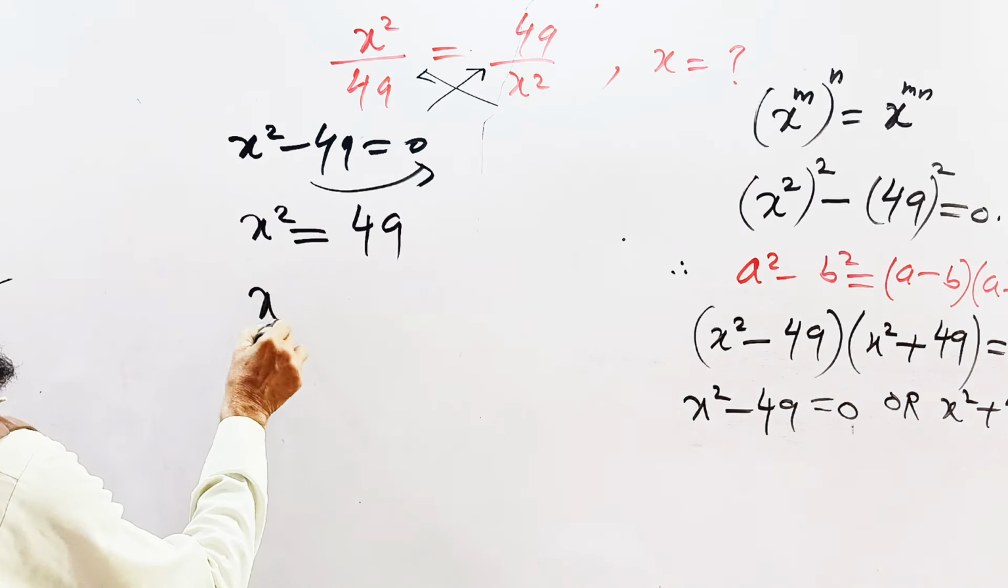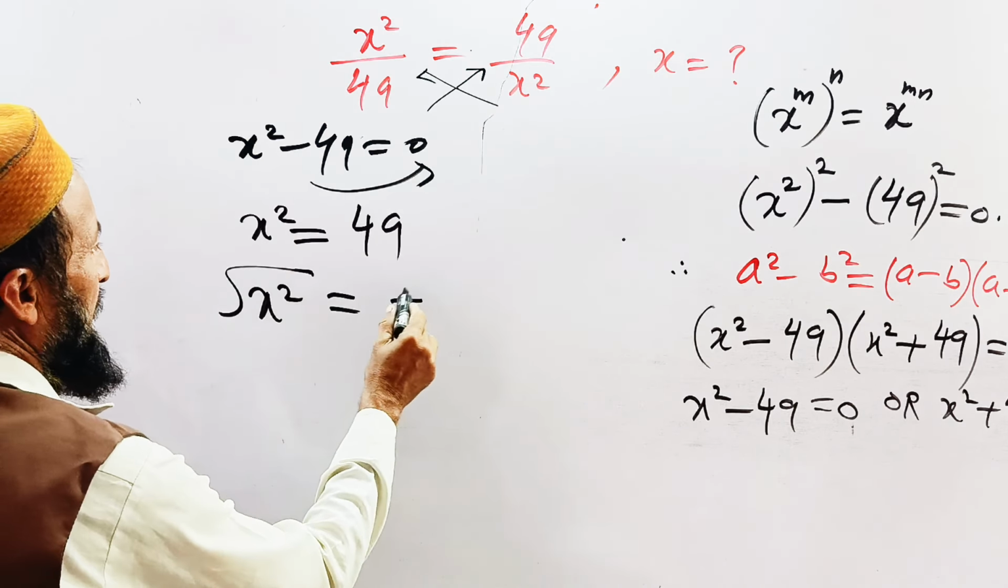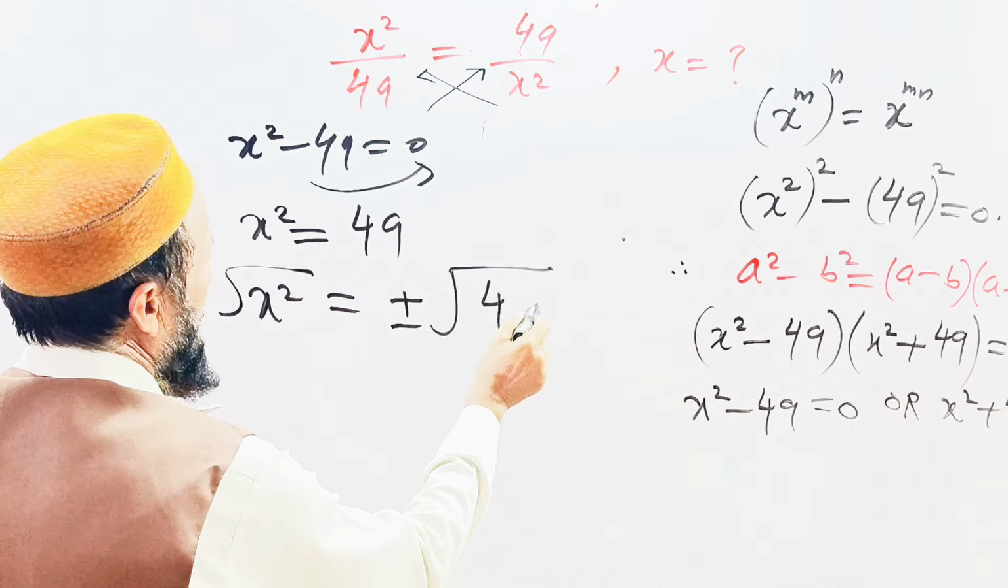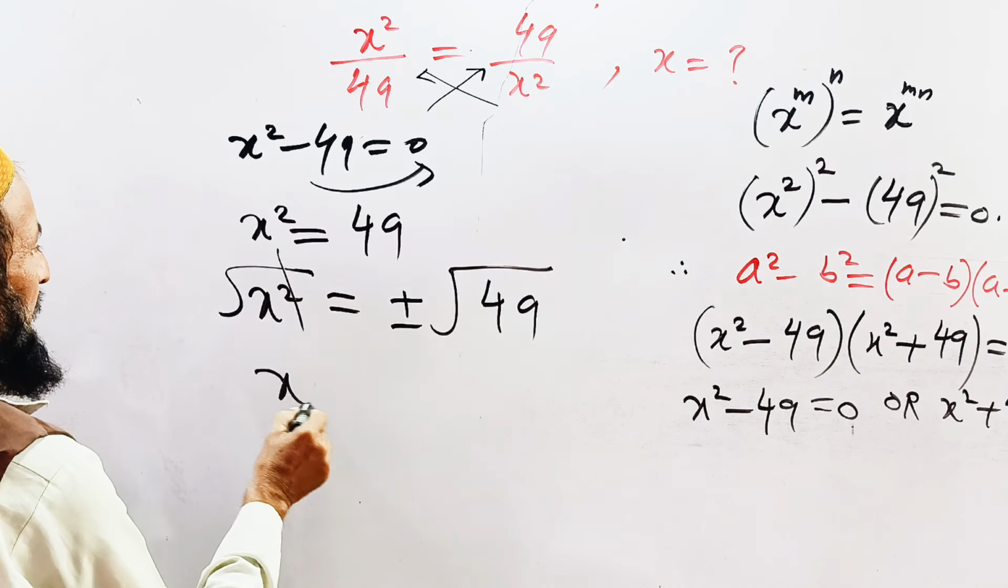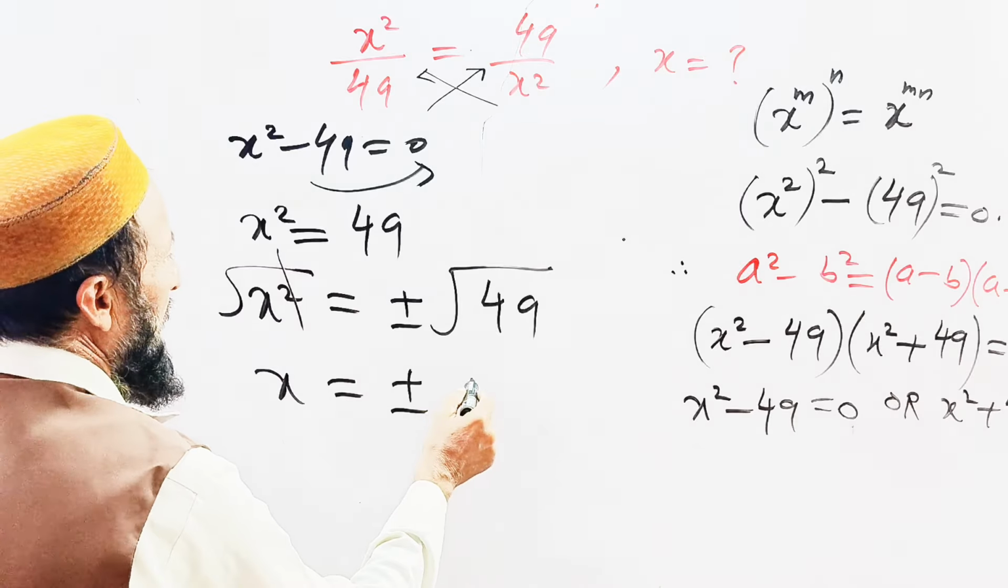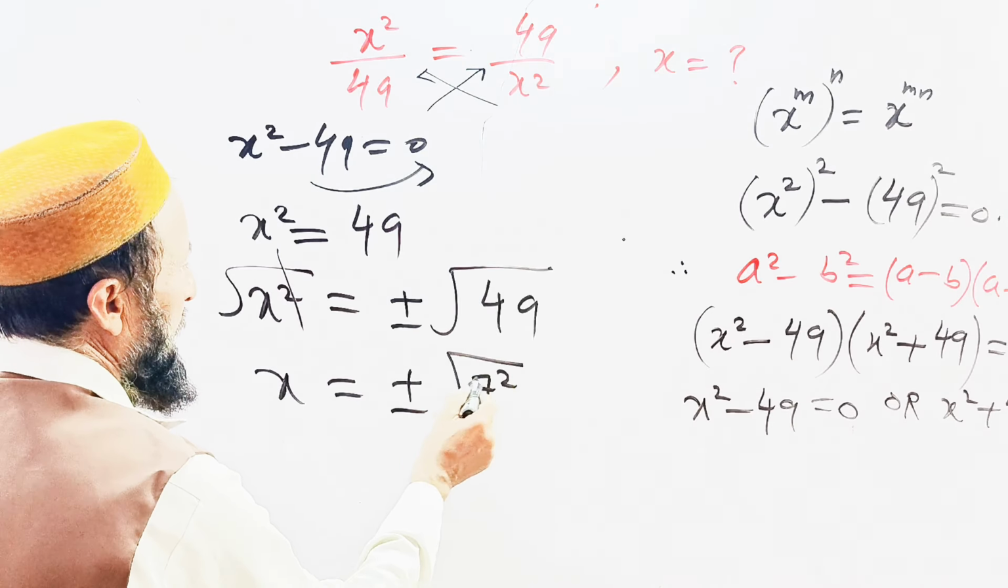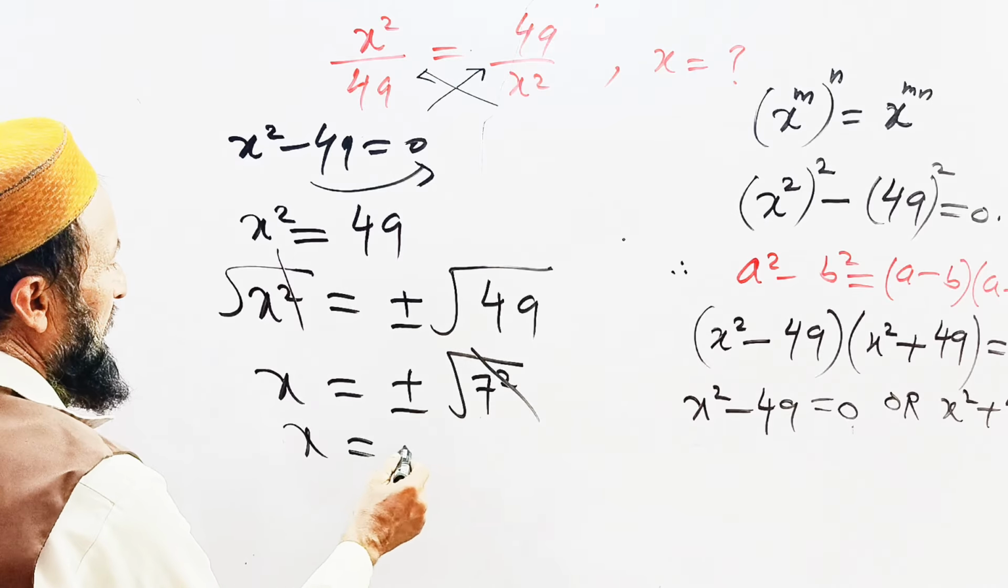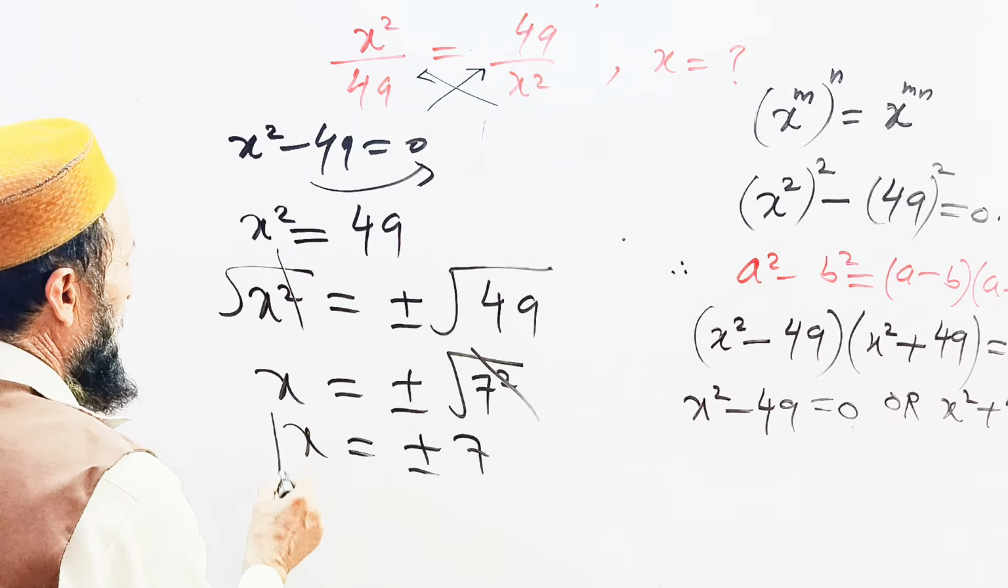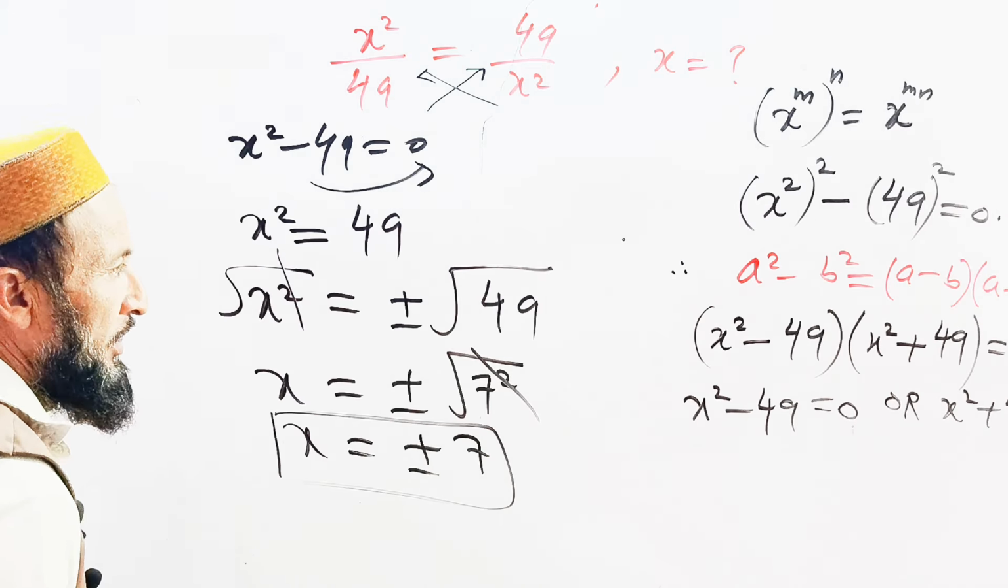Now taking the square root on both sides of this equation, the square and square root cancel, and x is equal to plus minus, and 49 we can write as 7 square, so both cancel, and x is equal to plus minus 7. We get one of the results.